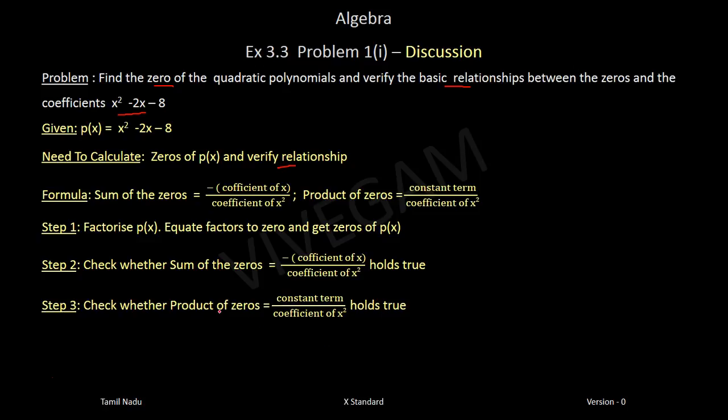Similarly, find the product of the zeros on the LHS and now evaluate the RHS. So what is RHS? Constant term divided by coefficient of x square. That is minus 8 divided by coefficient of x square, which is 1. So it is minus 8. See whether the LHS and RHS are equal. Okay, this is how we need to do the problem. Let's get into the solution.